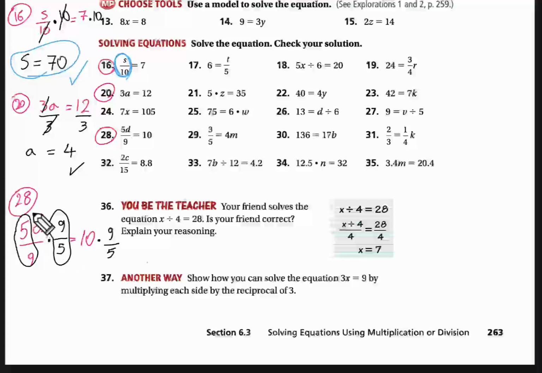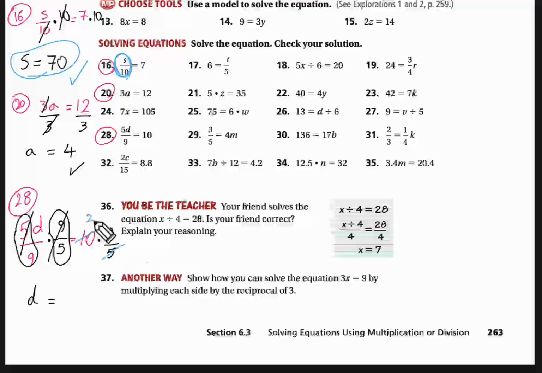So it's 1 multiplied by D equals, on the left side, 1 times D equals D. Now, on the right side, 10 times 9 over 5. We should first divide by 5. Divide 10 by 5 and simplify. It will be 2.